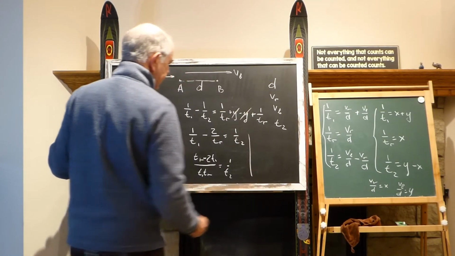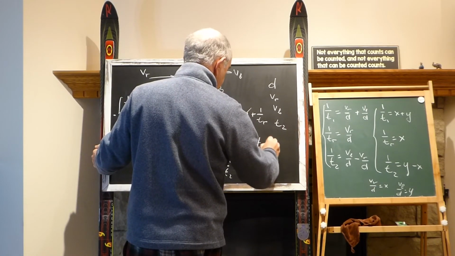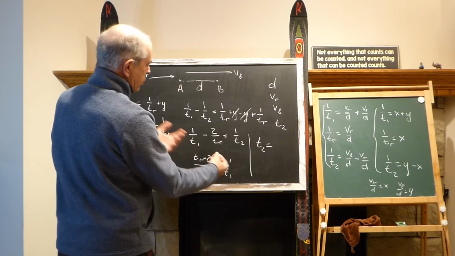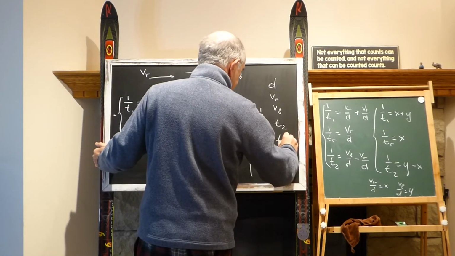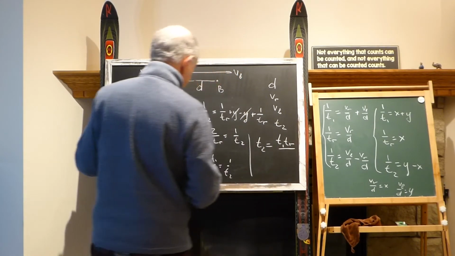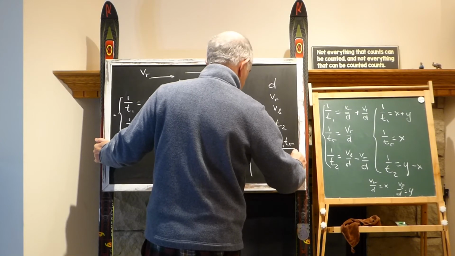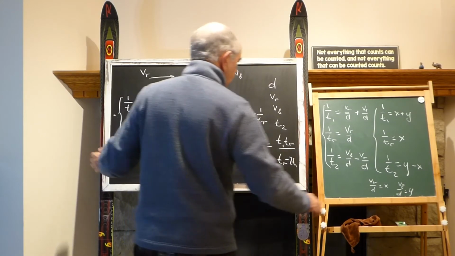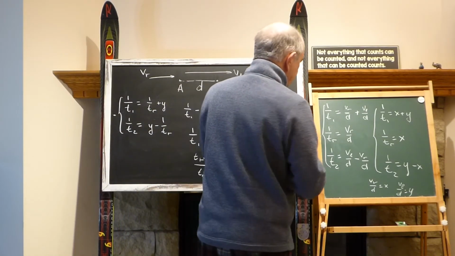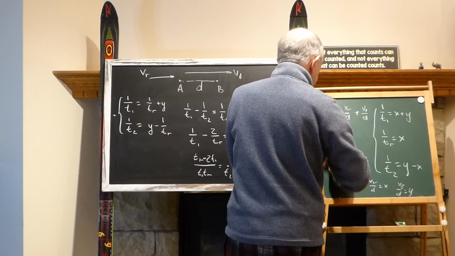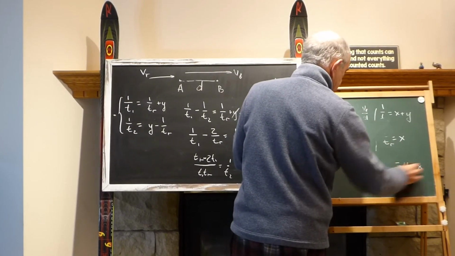I flip it again, so I have T2 equals, T2 is unknown so I put it on the left side, T1 T_R divided by T_R minus 2 T1. Alright, so this is my formula, and all I have to do is plug in my numbers.